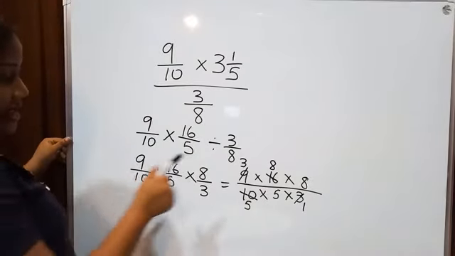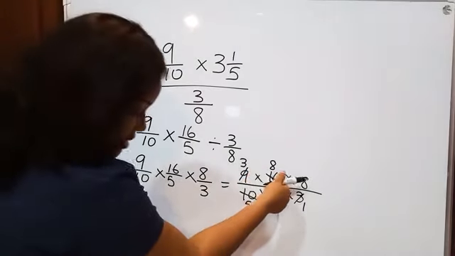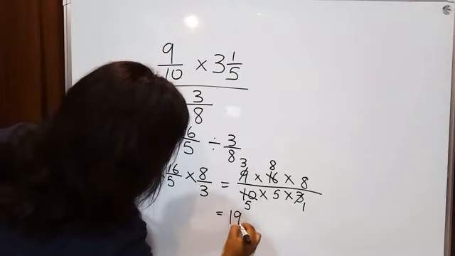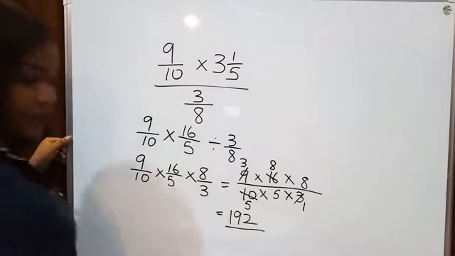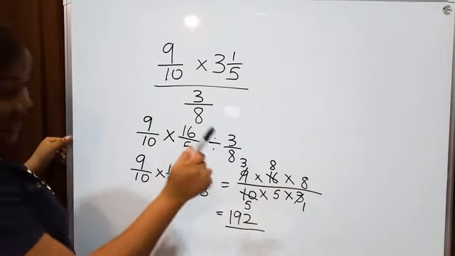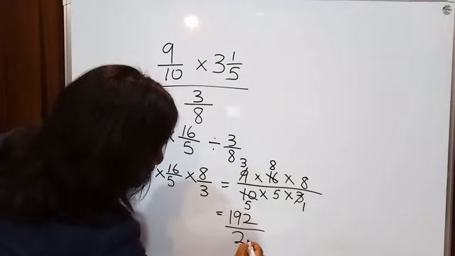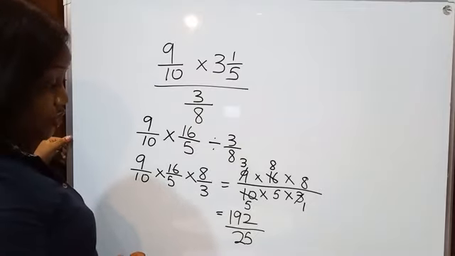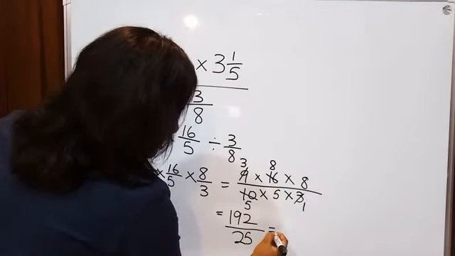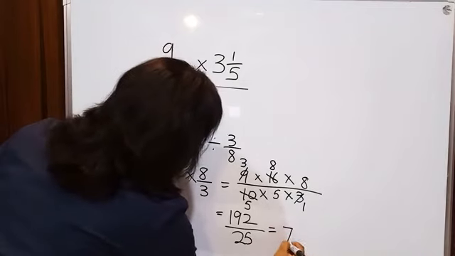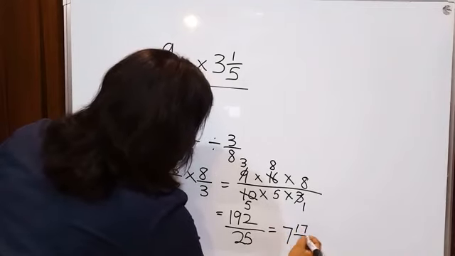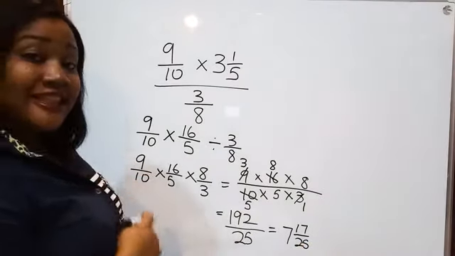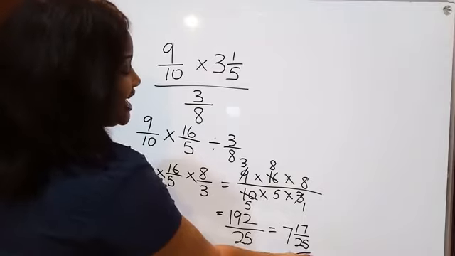So now we have 3 times 8 times 8, which gives us 192, all over 5 times 5, which gives us 25. And converting to a mixed fraction, we have 7 whole number 17 over 25. And that, my dear friends, is the answer.